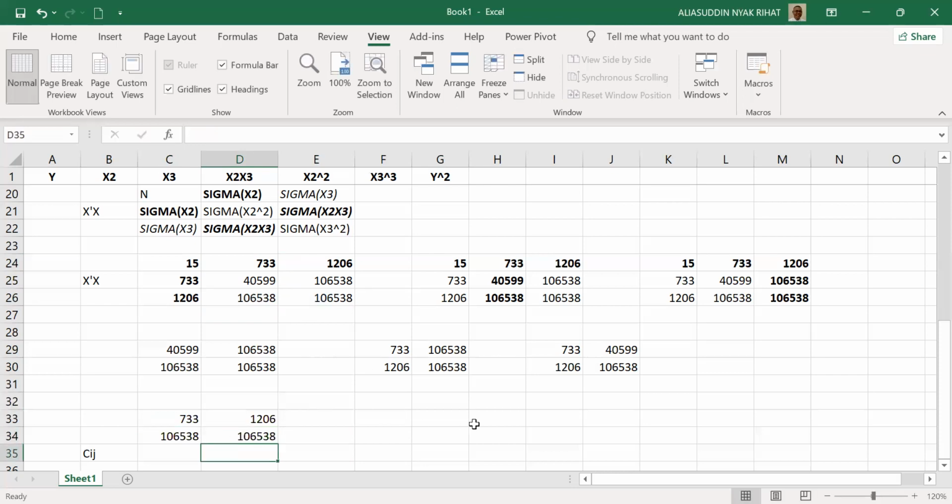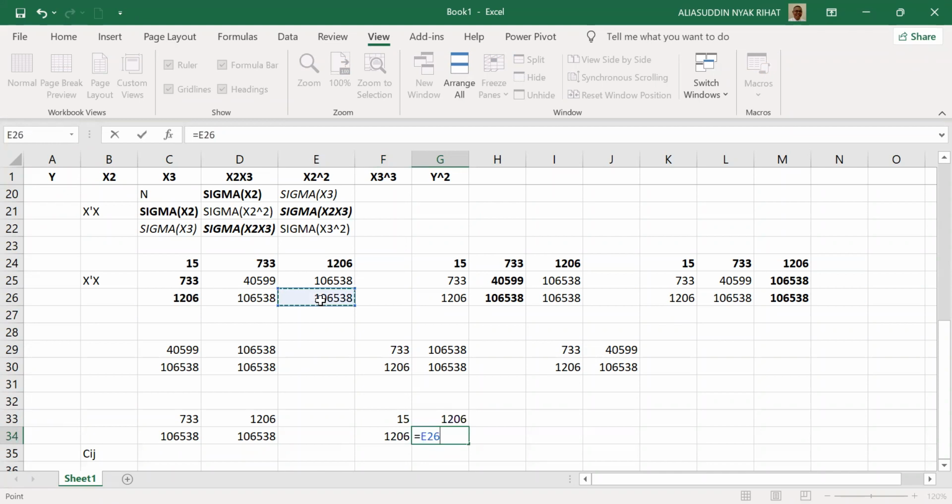Okay, same. If you see here, we can calculate the same thing. Okay, you can see from here. Same. And from A22, this means we have here 15 and another one here. Here we have this one and this one.